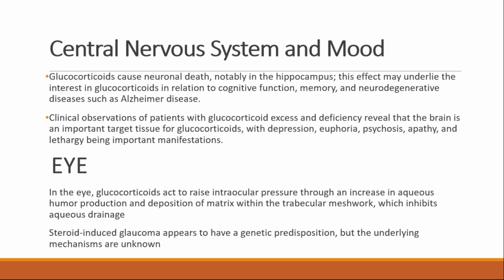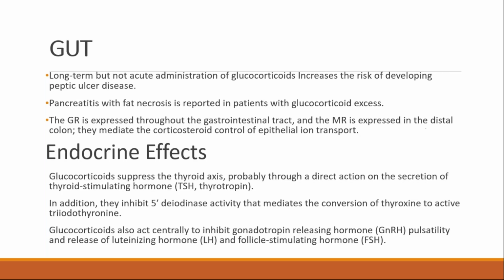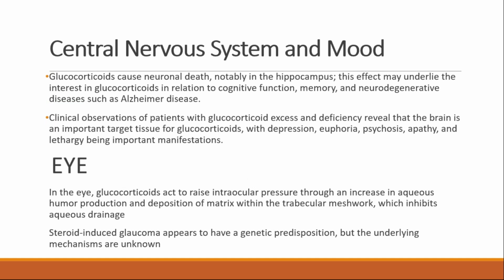Talking about the eye, glucocorticoids act to raise intraocular pressure through an increase in aqueous humor production and deposition of matrix within the trabecular meshwork, which inhibits aqueous drainage, ultimately leading to glaucoma. It has a very important role in the eye. Whenever a patient comes with symptoms of Cushing's, and the patient complains of headache, you should always suspect glaucoma and get an ophthalmology reference for consultation. It is a very common manifestation, glaucoma.